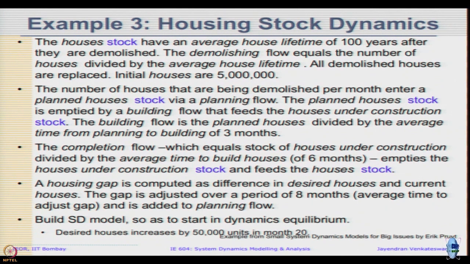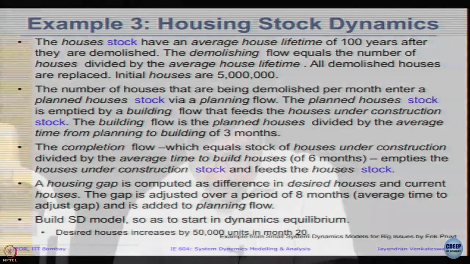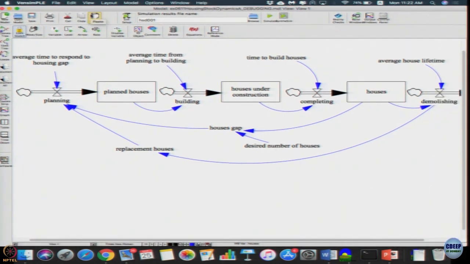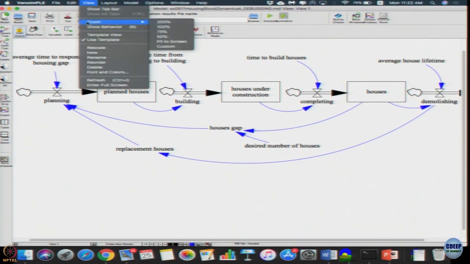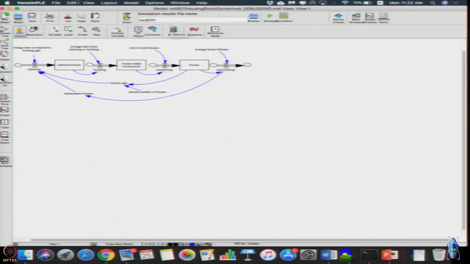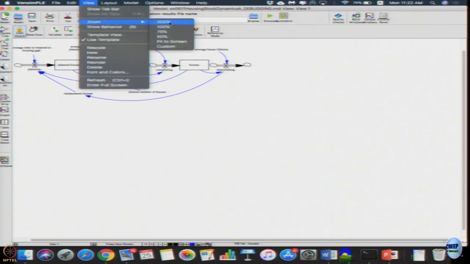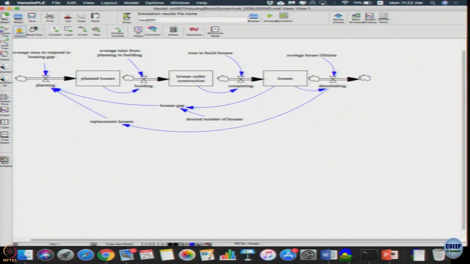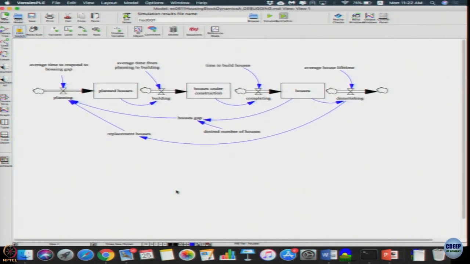Okay. So, this is a very brief description. Let us see what happens when we open housing stock dynamics. Oops, zoom. Okay, this is housing stock. We have three stocks and flows.